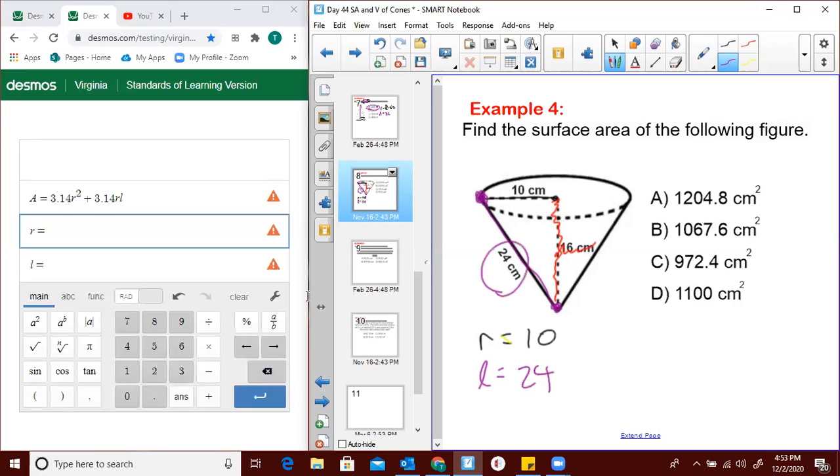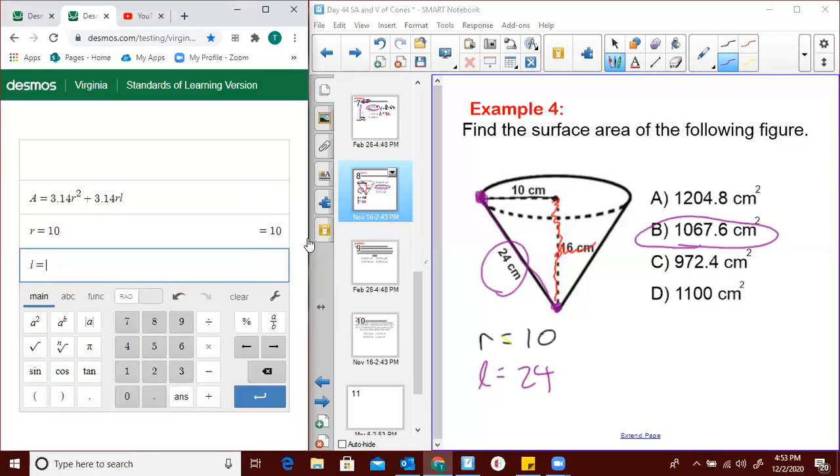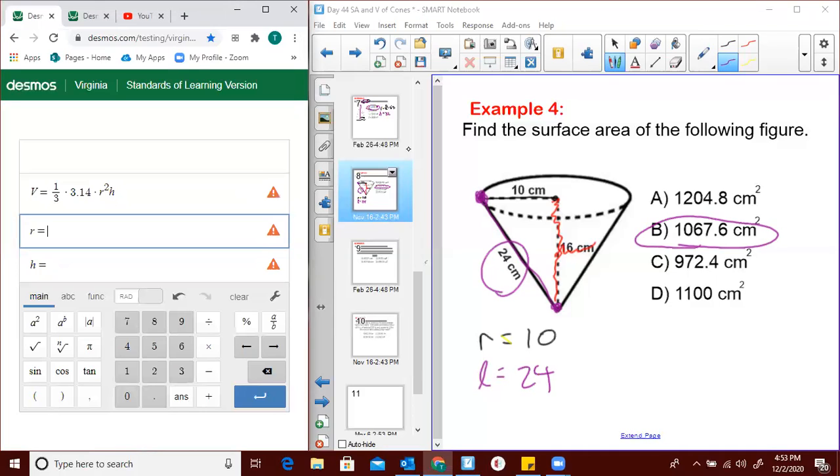And again, all we have to do is plug this in, bam. 24 for our slant, bam. You can see our answer is 1,067.6 centimeters squared. And then don't forget to clear them out, but do not get rid of your Desmos formulas just yet.